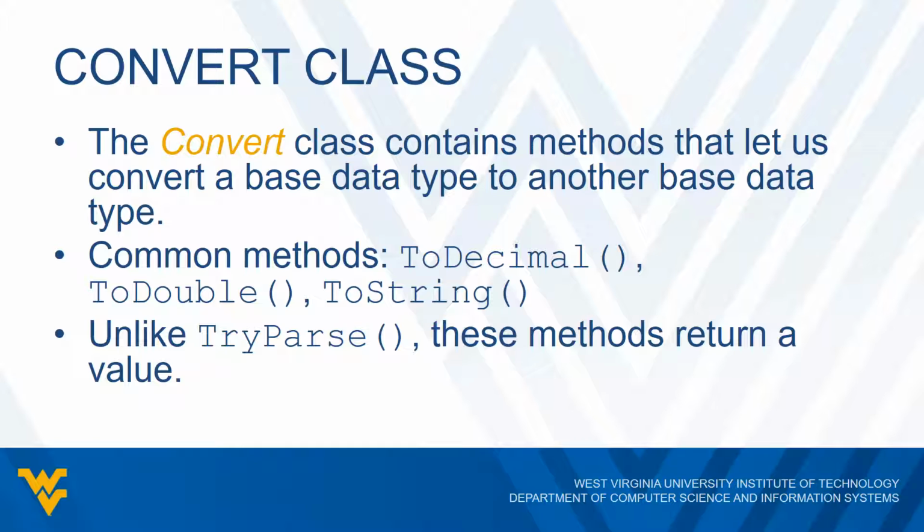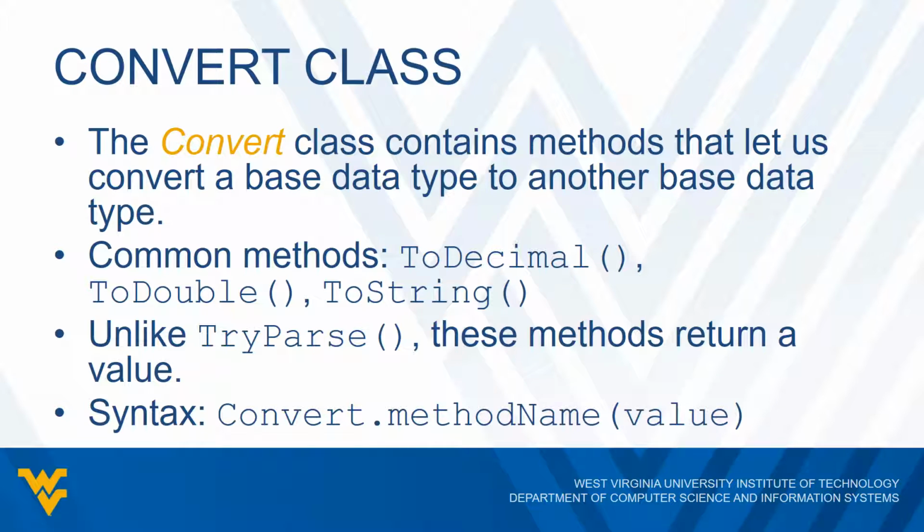The way we would call a method is quite simple. So let me give you the syntax here. We would have Convert as the class that we're invoking on, a dot, whichever method that we're converting. I just put here MethodName as a placeholder, but we can do Convert.ToDecimal, Convert.ToDouble, and so forth. And then in parentheses, we would have the value that we want to convert into whatever type we want to convert it into.